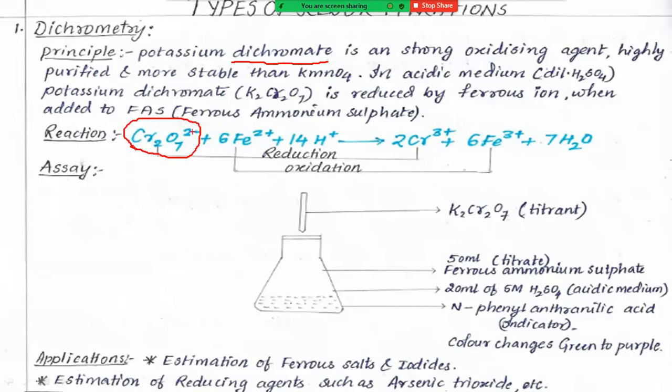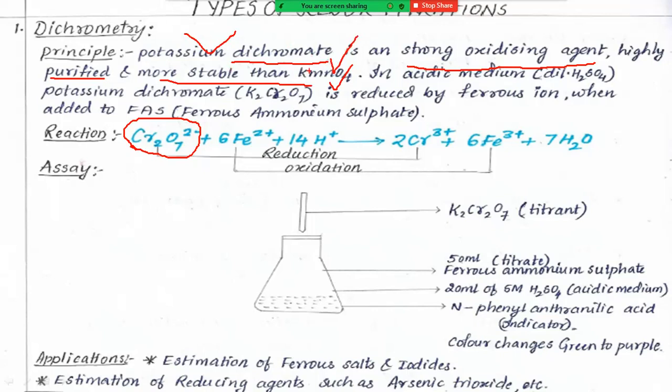Potassium dichromate is a strong oxidizing agent, so that means it can oxidize the adjacent substance. But here this potassium dichromate is a highly purified and more stable substance than potassium permanganate. Why? Because potassium permanganate and potassium dichromate are both strong oxidizing substances. But if you compare these two compounds with each other, potassium permanganate is the stronger oxidizing agent than potassium dichromate. So why? What is the reason?